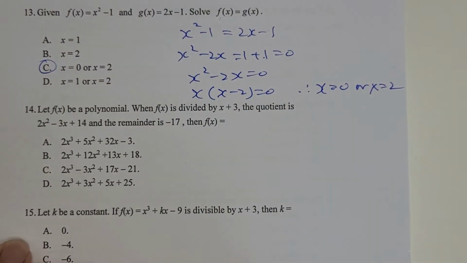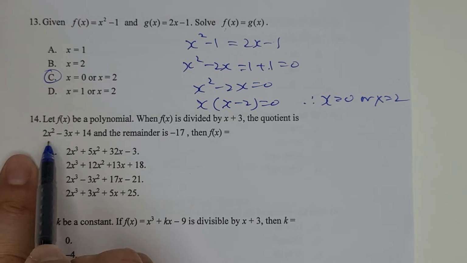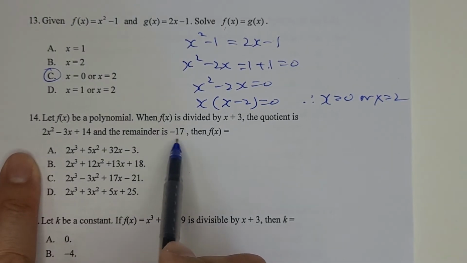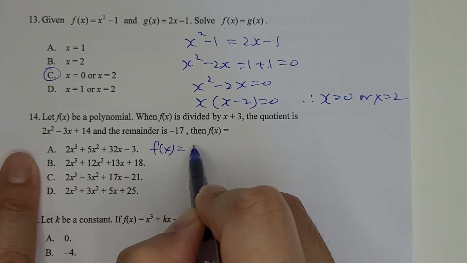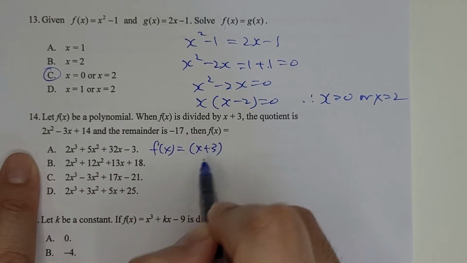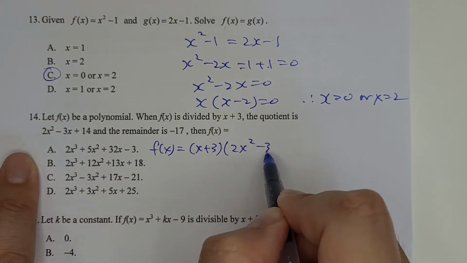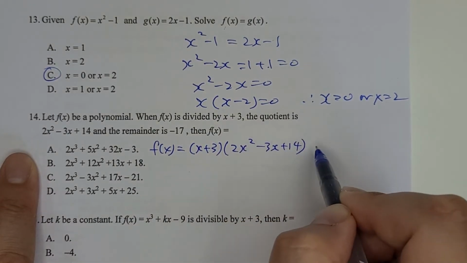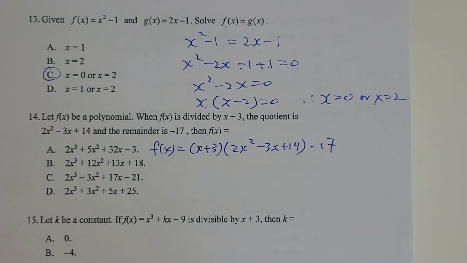Let f(x) be a polynomial. When f(x) is divided by x plus 3, the quotient is this one, and the remainder is negative 17. So f(x) can be written as the divisor times quotient, and then plus the remainder. So how do we get the answer directly?